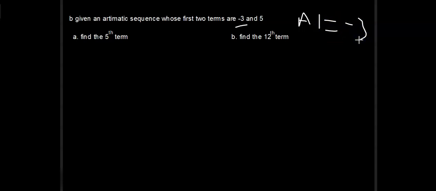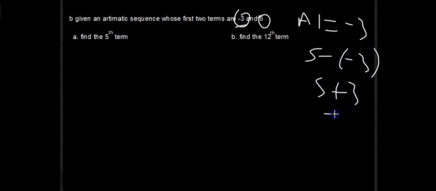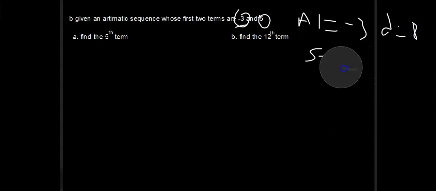So to get D, I'm going to subtract the first term from this one. When you subtract -3 from 5, you get 5 minus -3. Since you've got two negatives, it will be positive, so 5 plus 3, which is 8. So my D value, or D, will be 8.